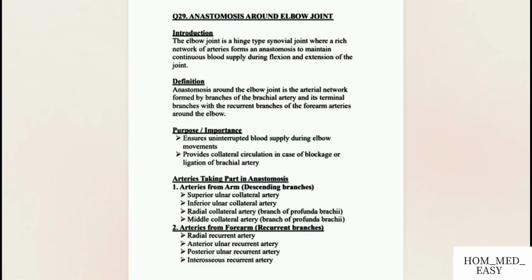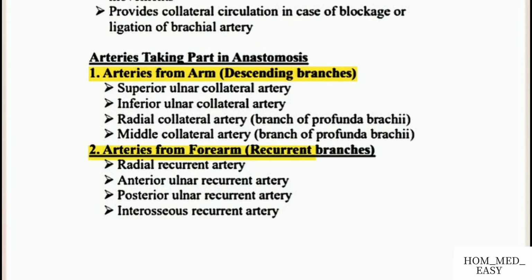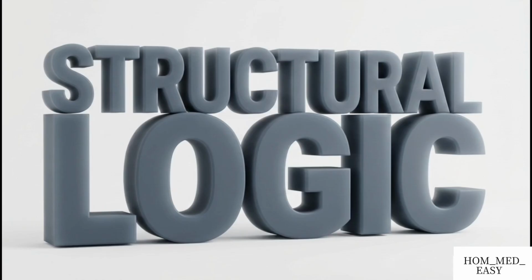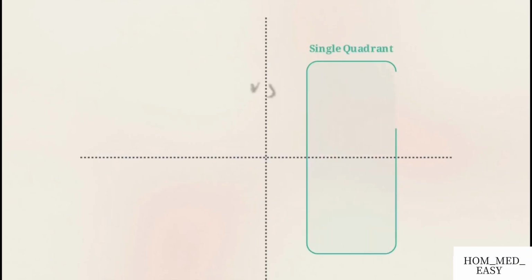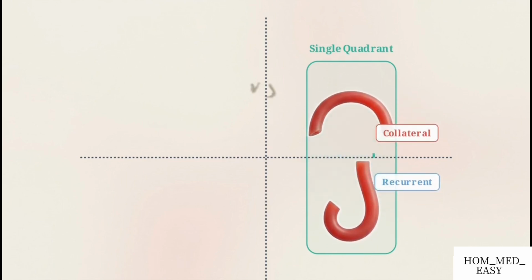To construct the bypasses around this central line, anatomy uses a strict categorical nomenclature, clearly laid out in the source texts. Collateral branches always descend from the upper arm. Recurrent branches always ascend backwards from the forearm. This establishes the overarching rule for the entire vascular network. The anastomosis is built by mathematically pairing exactly one descending collateral artery with exactly one ascending recurrent artery within each of the four spatial quadrants.